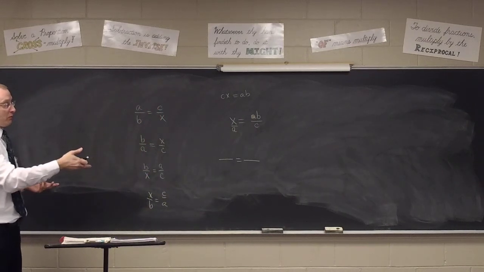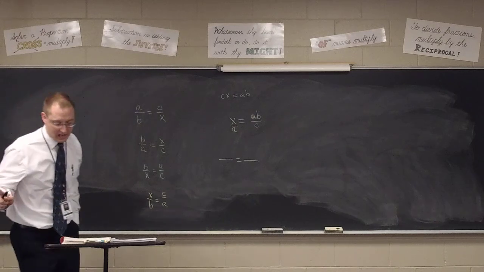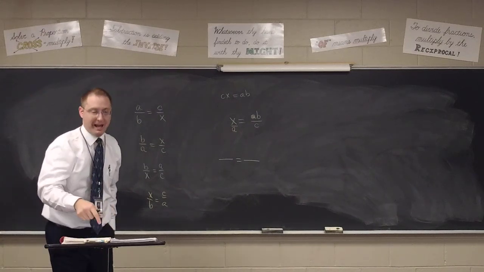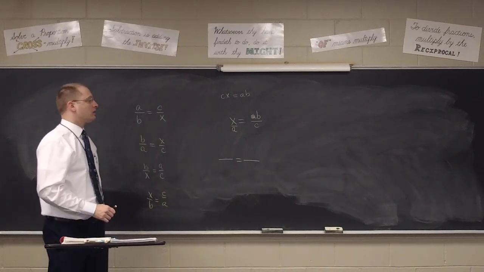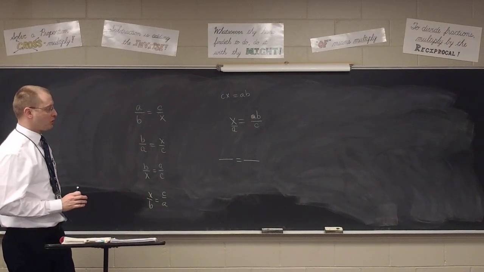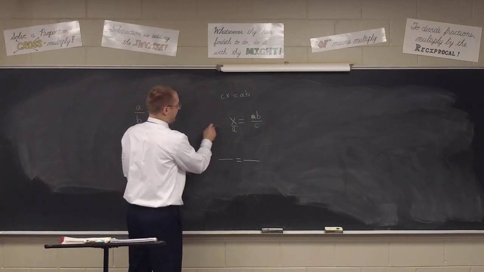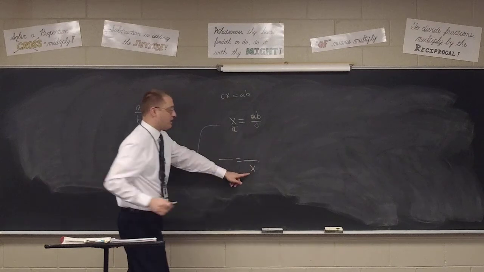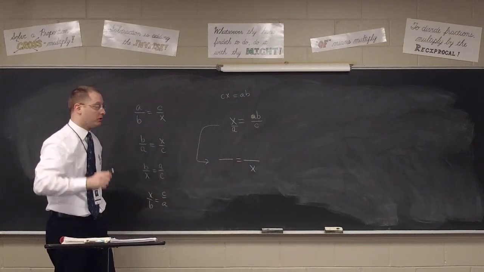X over A equals B over C. But it wants the X in the 4th term, as the 4th proportional. So if X is going to be the 4th proportional, how do I go from what Chris has to putting the X down in this spot? What would I need to do, Kendall?